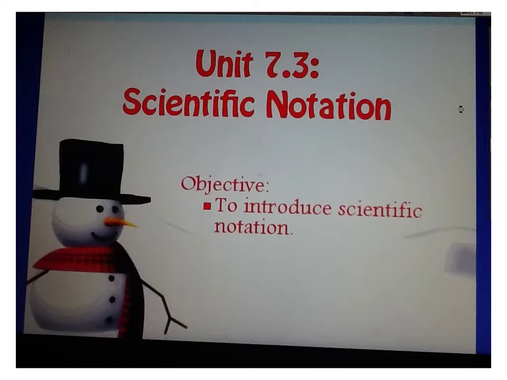But before we get started with our lesson today, I need to start out with a joke. What did the 0 say to the 8? Once again, what did the 0 say to the 8? Well, of course, he said, nice belt.